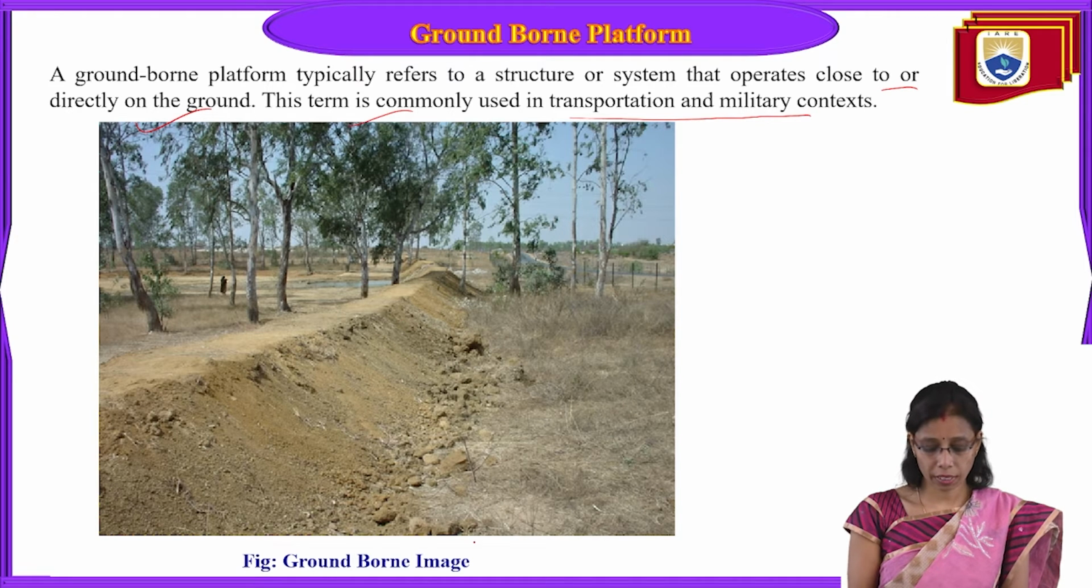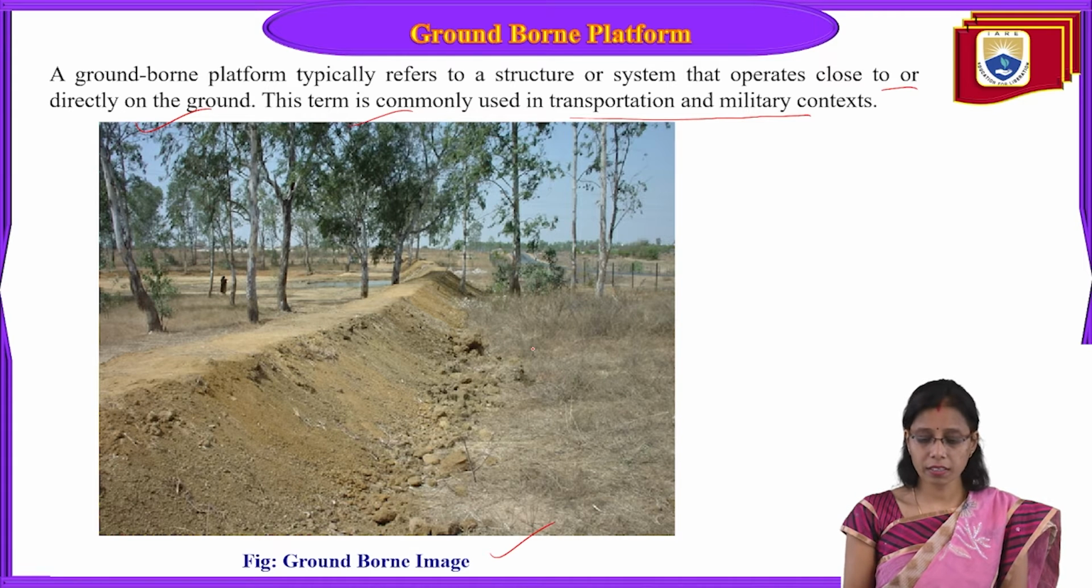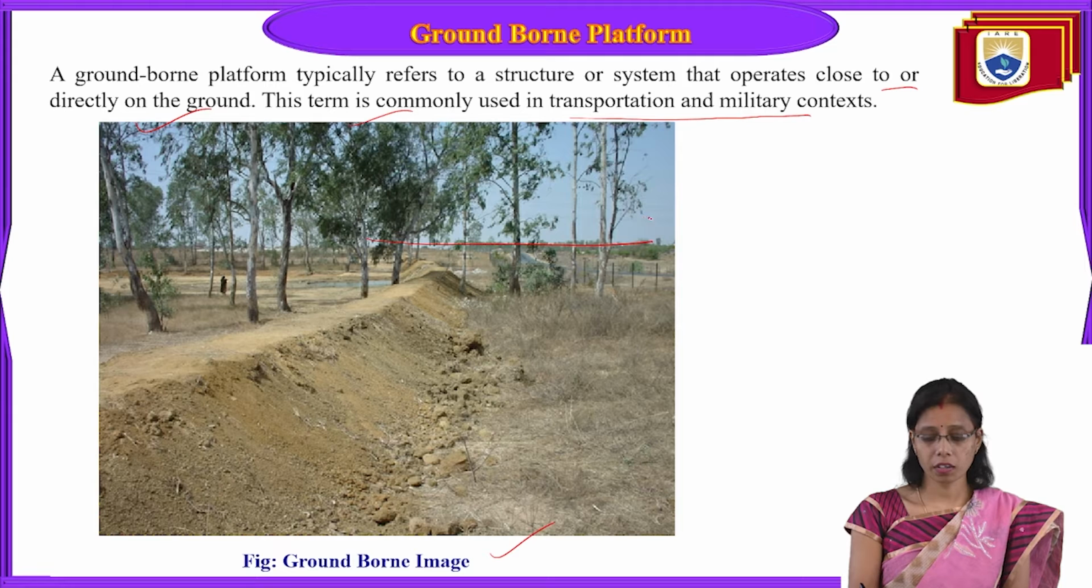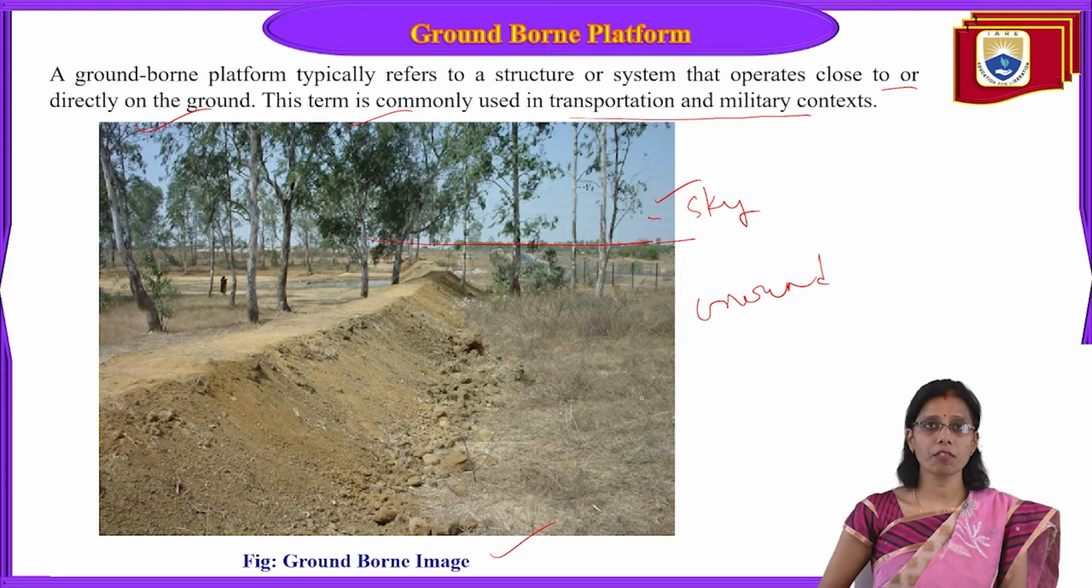So this is one photo taken from the ground platform. It's a high object photo, because in it you will see a horizon here, a sky here, and the ground over here. So this is taken from the ground platform. This is also a kind of remote sensing.